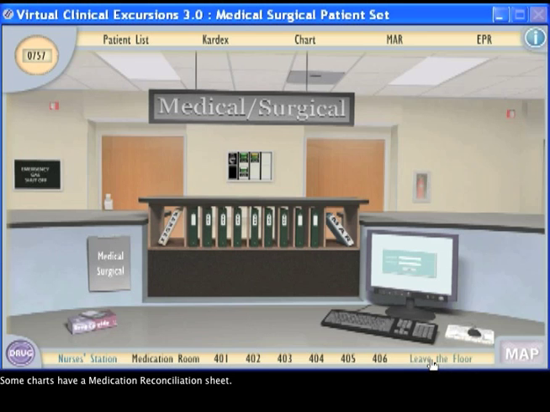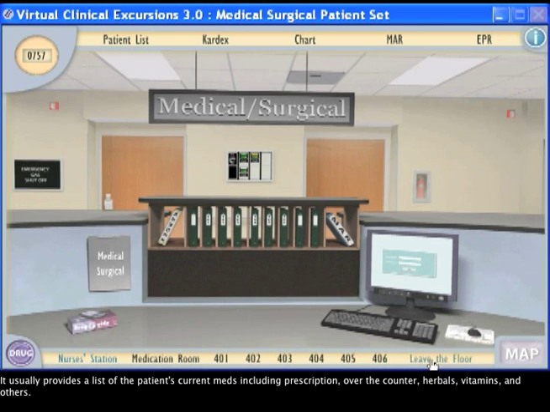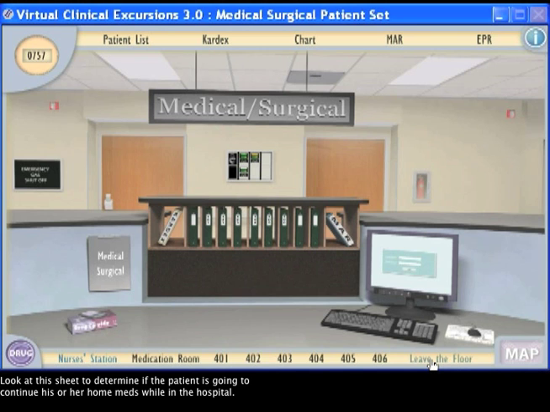Some charts have a medication reconciliation sheet. This sheet lists the patient's home medications. It will state if the patient is to continue the medications in the hospital as per the physician's orders. It usually provides a list of patient's current medications, including prescription, over-the-counter, herbals, vitamins, and others. Look at this sheet to determine if the patient is going to continue his or her home medications while in the hospital.